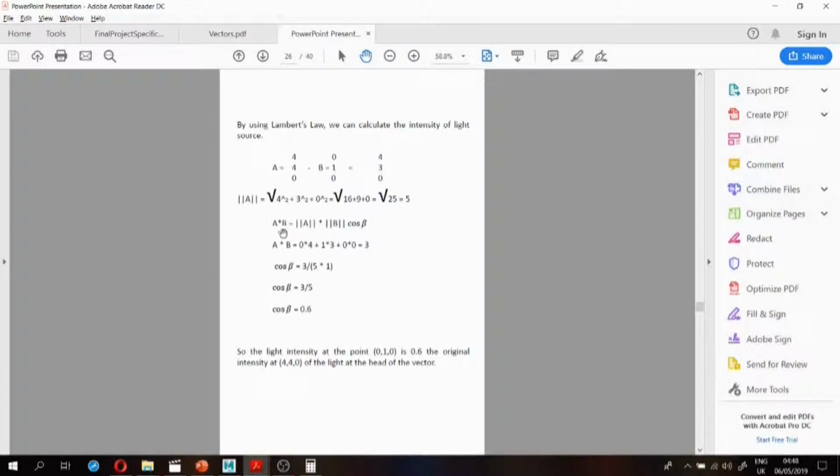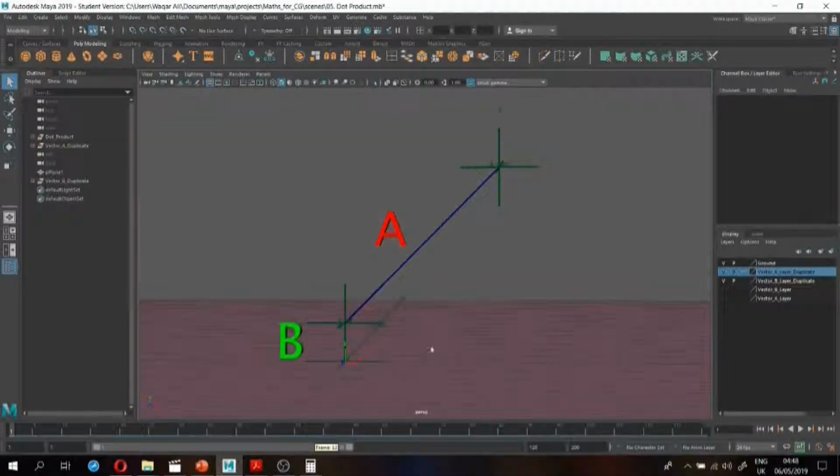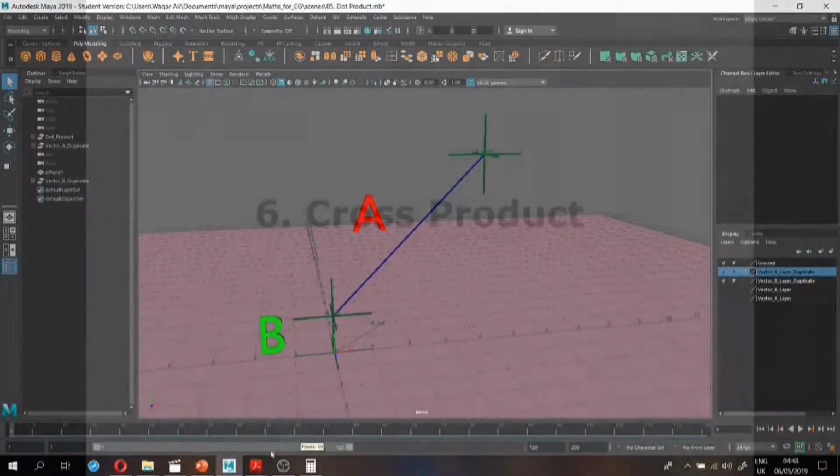So the formula can be written as A multiplied by B is equal to the magnitude of A multiplied by the magnitude of B and the cosine of beta. A multiplied by B is 0 multiplied by 4, which is 0, 1 multiplied by 3, which is 3, and 0 multiplied by 0 is 0. If you add it up, it will be 3. So cosine of beta is equal to 3 divided by 5 multiplied by 1. When you divide this, you get 0.6. So the light intensity at 0, 1, 0 is 0.6 of the original intensity of the light at 4, 4, 0, at the head of the vector. So that's Lambert's law in Maya.